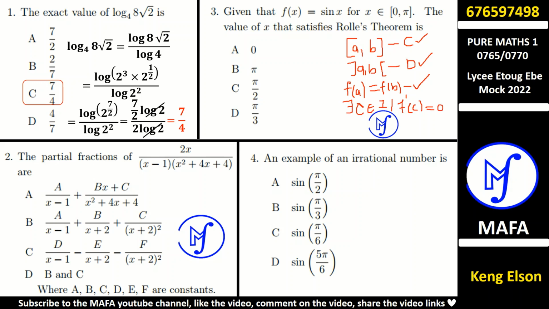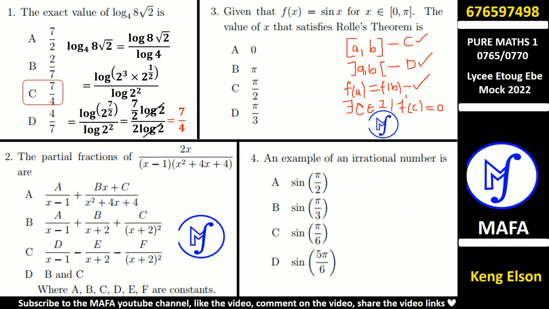So first of all, we verify if this function satisfies the Rolle's theorem in this interval. Yes, it does, because sine x is both continuous and differentiable in the closed and the open interval from 0 to pi. F of 0 is equal to f of pi, so the third condition is satisfied. So since these 3 conditions are satisfied, then there's going to exist a constant in the interval a to b, such that f prime of that constant is 0.